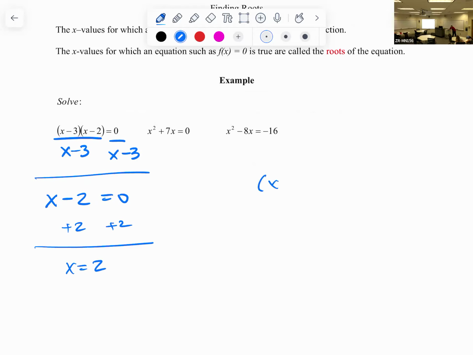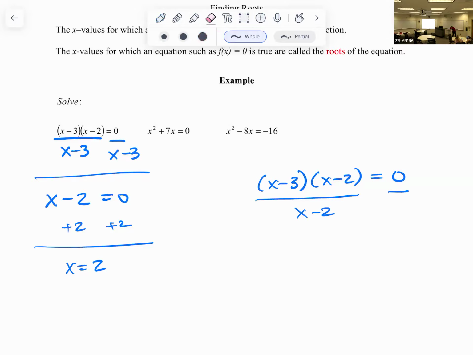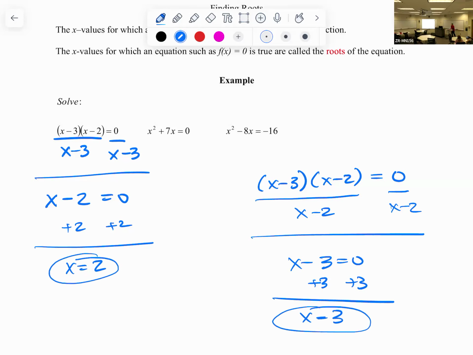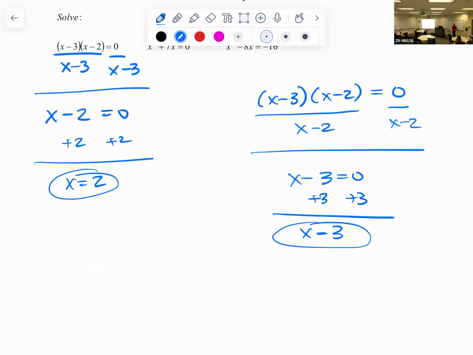However, why did I pick x minus 3? There was no reason to do that, so I can do the same thing and divide both sides by x minus 2. That leaves me x minus 3 equals 0. Then add 3, x equals 3, meaning the solutions are both 2 and 3. The zero product property says when you get something factored, you can then solve the individual equations.